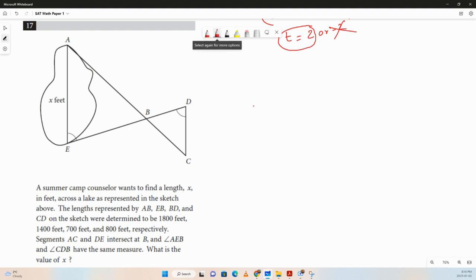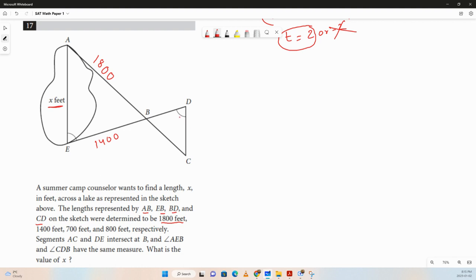Okay, so I hope you guys have given the question a try. So let's read it together. A summer camp counselor wants to find the length x, in feet, across a lake as represented in the sketch above. The lengths represented by AB, EB, BD, and CD are determined to be 1800. So in place of AB, let's put 1800. EB is 1400.